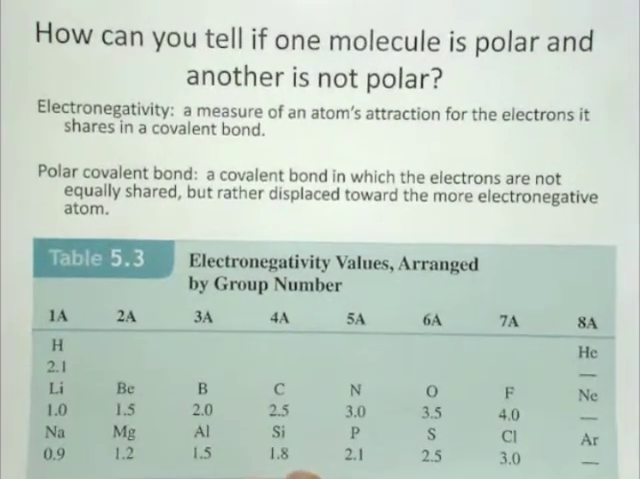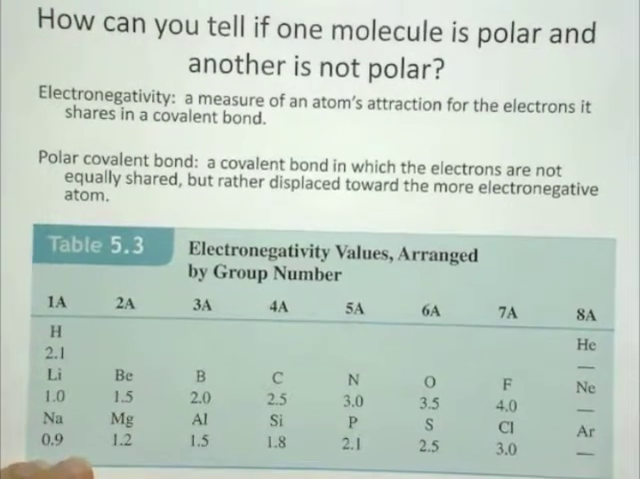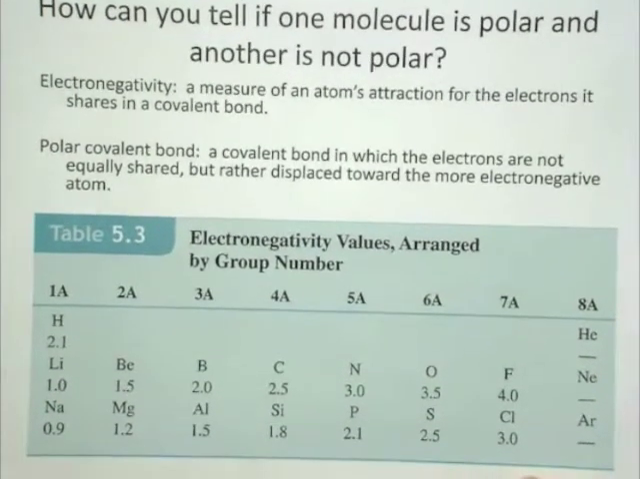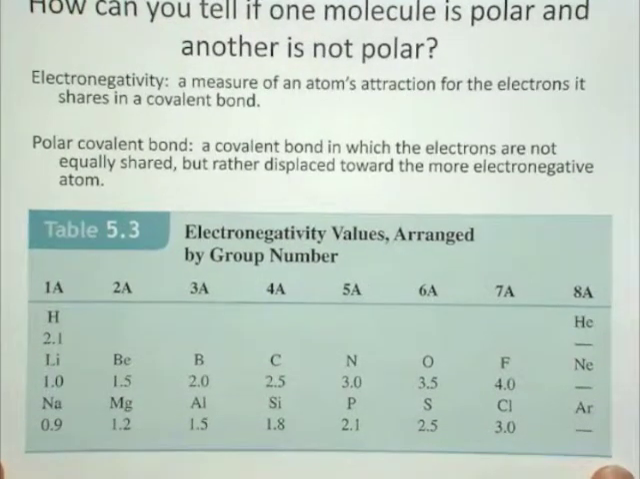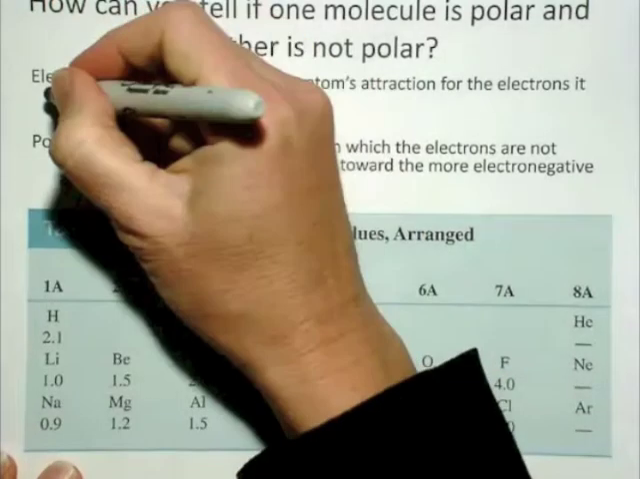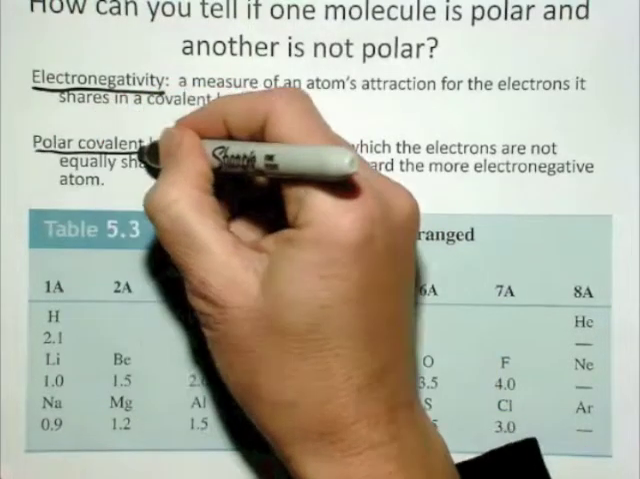Okay. Well, first of all, before you can determine if a molecule is polar or nonpolar, you have to understand if the bond itself is polar or nonpolar. And so this idea of electronegativity is the measure of an atom's attraction for the electrons it shares in a covalent bond. So we can use the concept of electronegativity to determine whether or not the bond itself is polar. And once we figure out whether or not the bonds within the molecule are polar, then we have to take one more step to determine if the molecule as a whole is polar. So first we're just focusing on the bonds, polar covalent bonds.